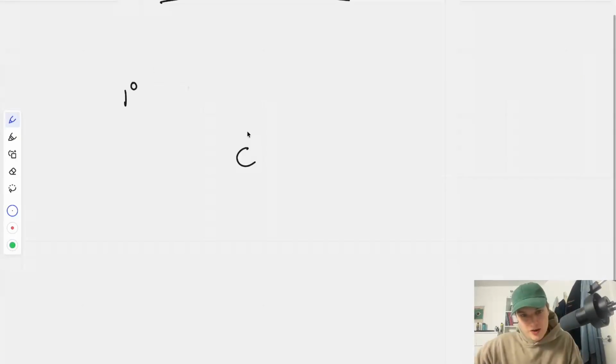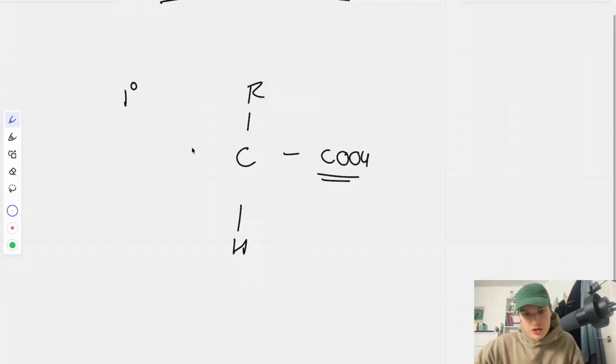All proteins have a carbon in the middle. They have an R group, that's a variable group. There are 20 different R groups, making 20 different amino acids. Then there's a carboxyl group. This is a carboxylic acid, and the NH2. This is an amino acid.